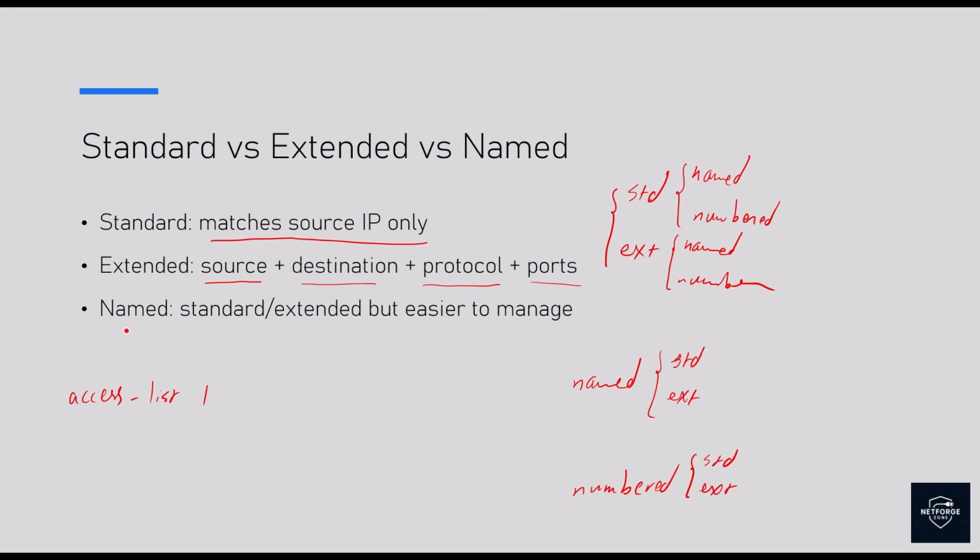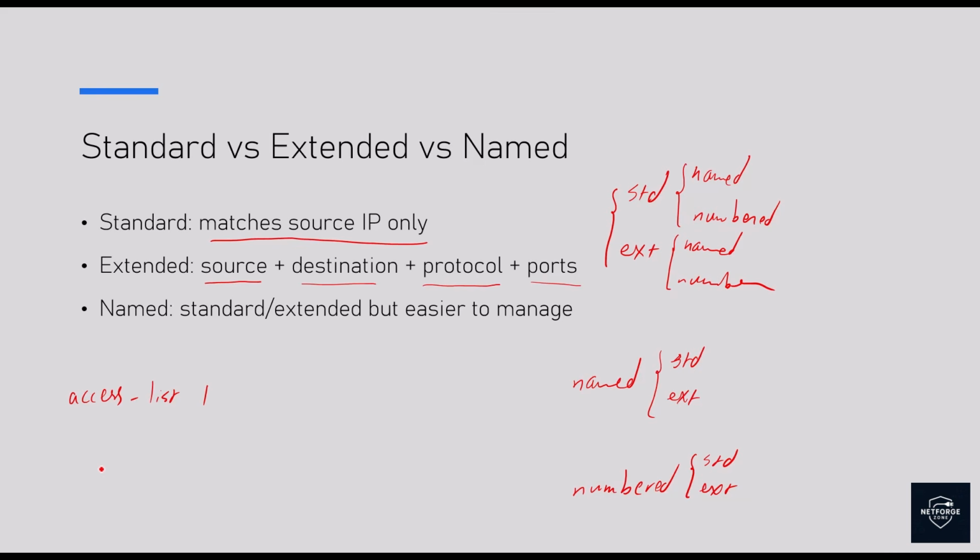Now, the named access lists are going to be much easier to write. You just say, I am writing an access list standard, or writing an access list extended. So based on the keyword, you can easily understand what type of access list to use. You don't really have to memorize the numbers to know what type of access list you are checking in here.